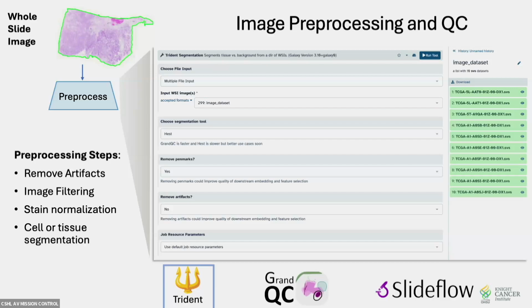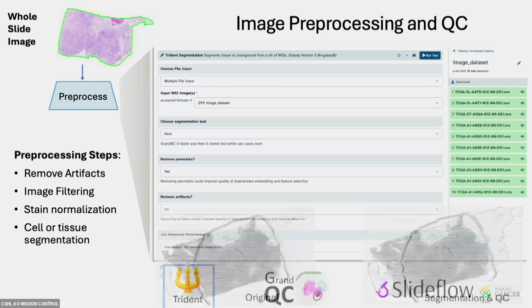What you're seeing here is the Trident segmentation, where we can choose different segmentation models. This would be at the tissue level to identify where our tissue is on the slide, and we can remove things like pen marks and some of the other artifacts. What it's missing right now is the stain normalization. And we're also wanting to compare against other artifact removal approaches. The other tools that we're looking at in the community are from GrandQC and SlideFlow.